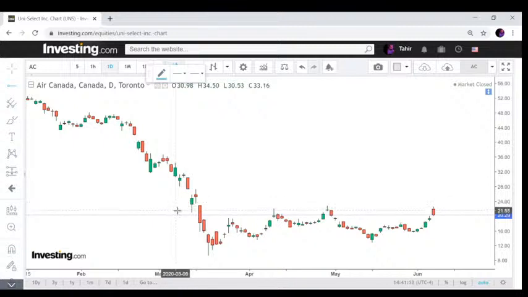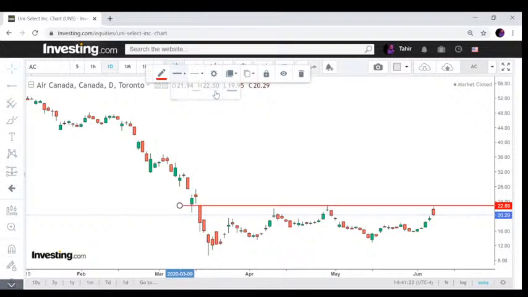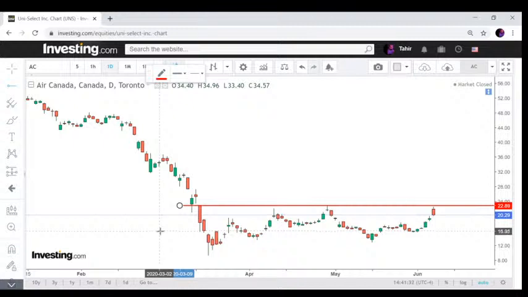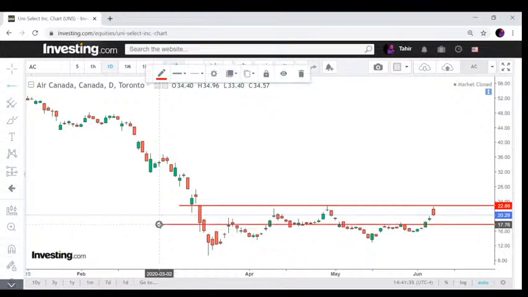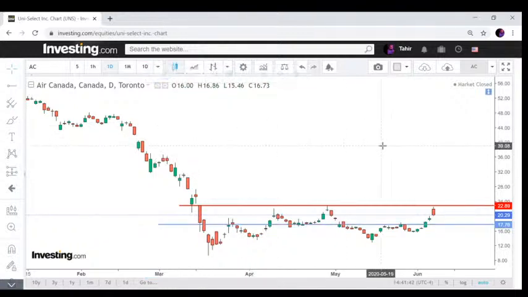So you can see that this stock, if I take this upper wick here, this one, and change the color to red and make it bold so it is visible. So this is the resistance line, and let me make a support line too. If I make a support here, let's change it to lighter green or the blue one. Okay, so currently this stock closed at 20.29, but the immediate resistance it is facing is 22.89. It can resist at this point in time.